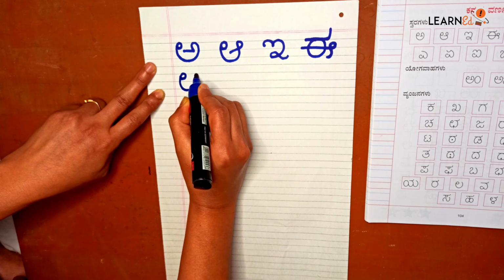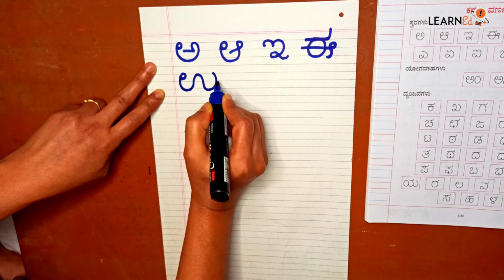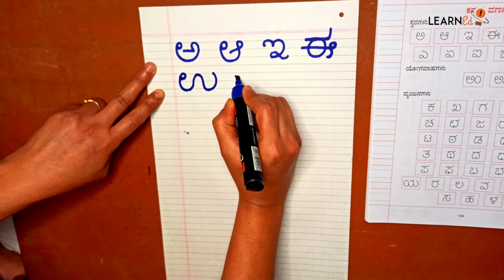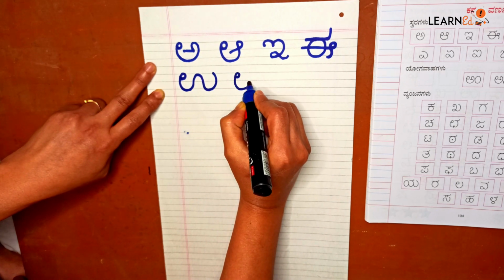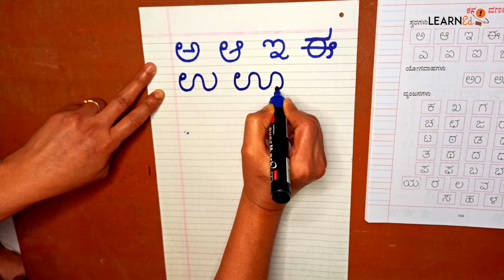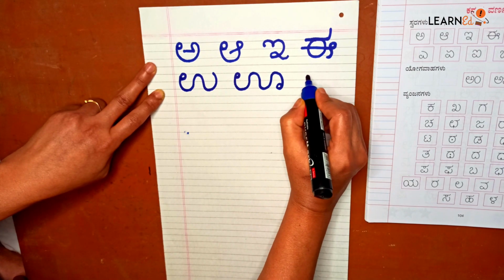U. Just like A, beginning just like A, then you have to turn, make curves like this. U is similar. Here you have to bend it one more time down and curve it. U.